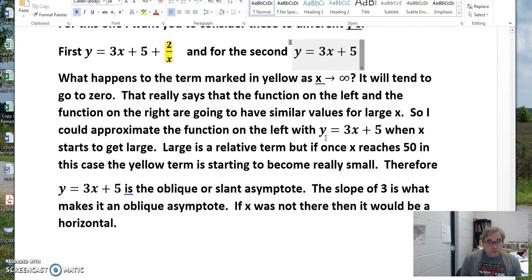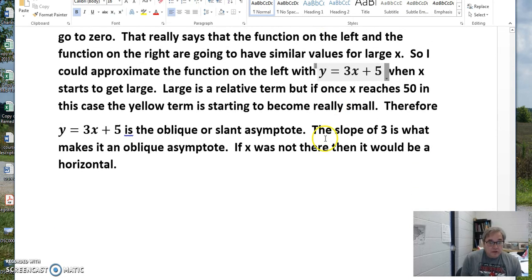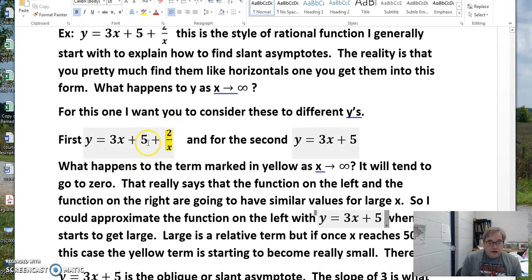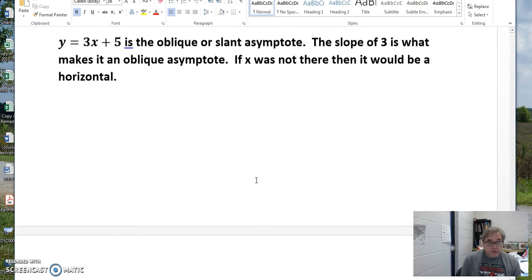So the point of all this is, as I get more complicated functions, here's where I have, therefore, y equals 3x plus 5 is oblique, I could use this one to estimate this uglier one. I don't particularly have a lot of interest in throwing numbers into 2 over x and adding this all together. I could very quickly do this one. So that's the rationale. As these functions get nasty, we can hopefully approximate them with just a linear equation.